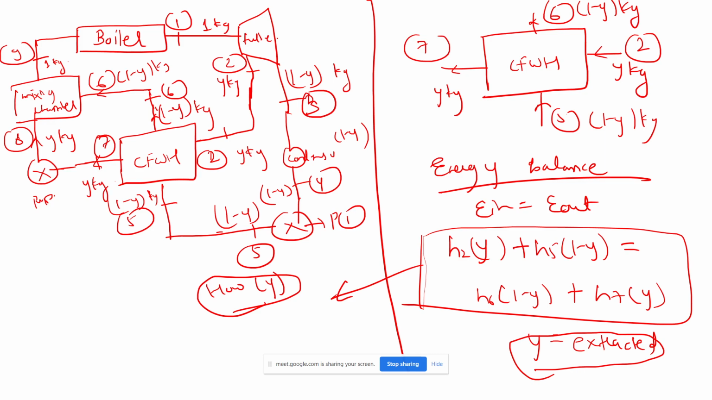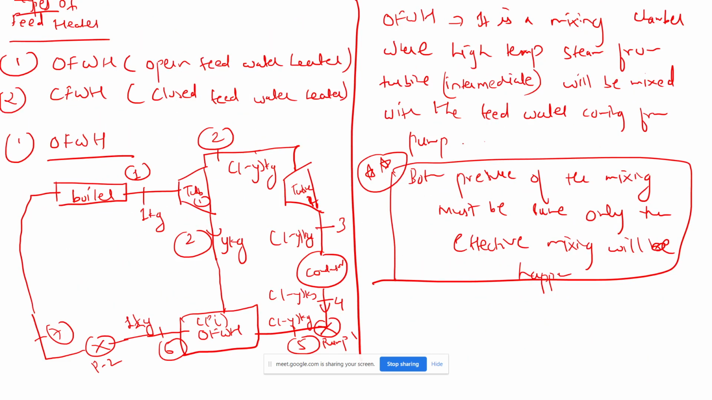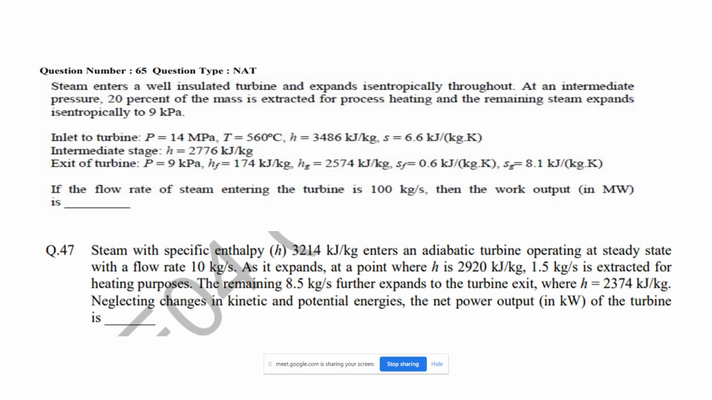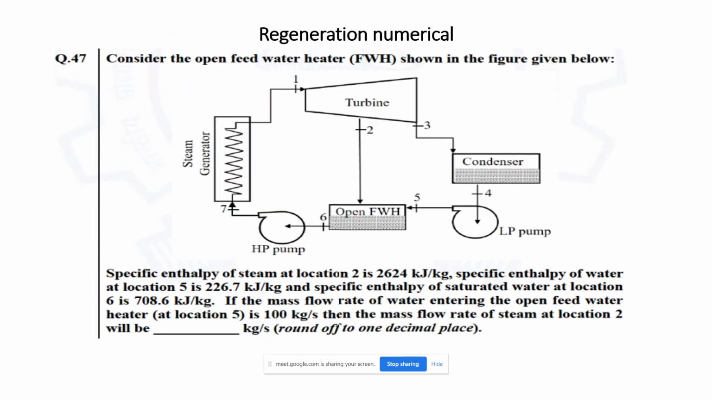Okay. This is the question. Please try to solve.